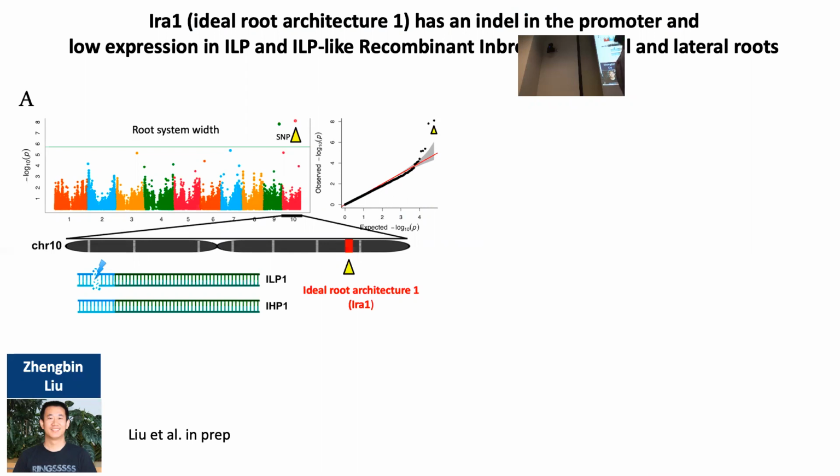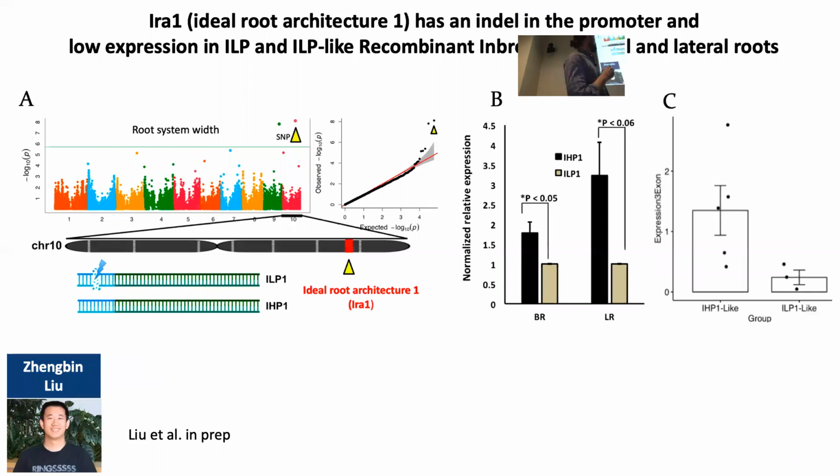This is Zhengbing Liu, who's a postdoc in the lab. He's named this thing ideal root architecture. Very optimistic. I don't know if it's ideal, but it does something about roots, right? And so basically this gene here, we've identified, and we've now found that there's a mutation in the promoter of ILP, and so it changes the gene expression. If you have the ILP allele versus the IHP allele, you get these expression differences. So we think this mutation, changing gene expression, is providing a difference in the root architecture phenotype. So we think we've identified a gene that controls quantitative root architecture in maize.